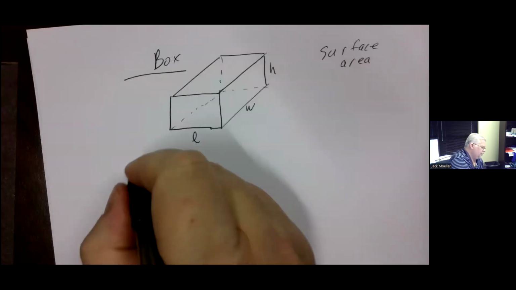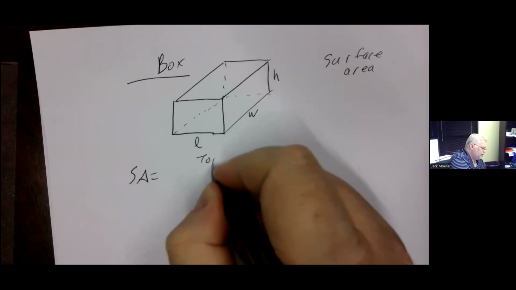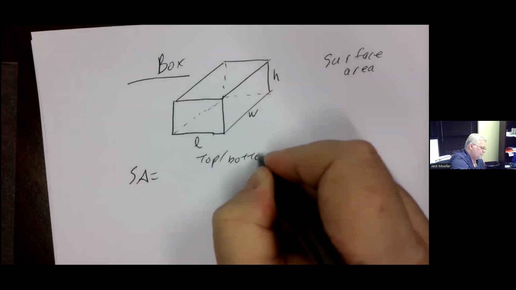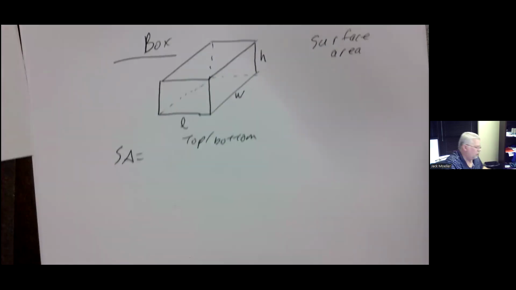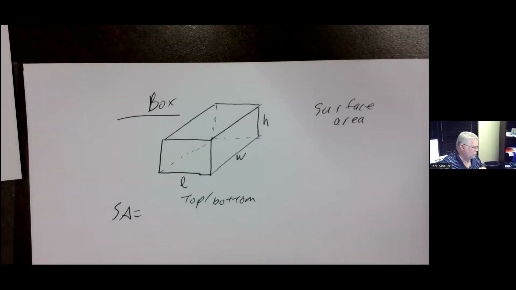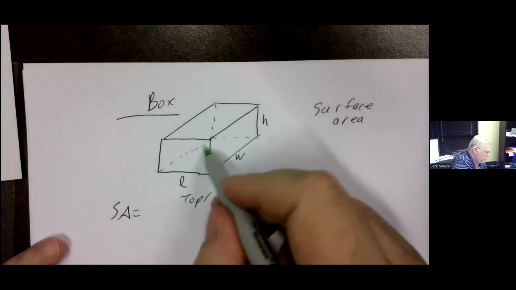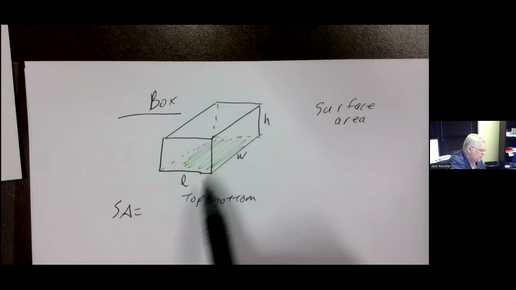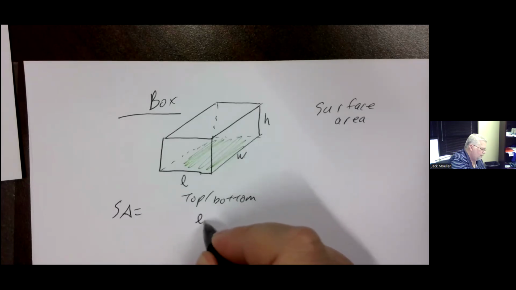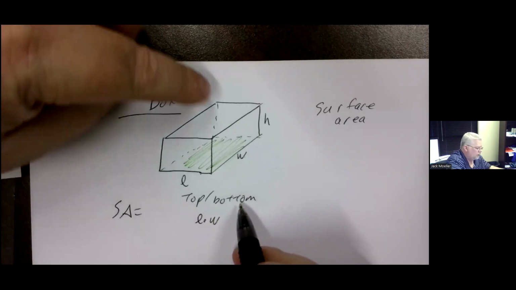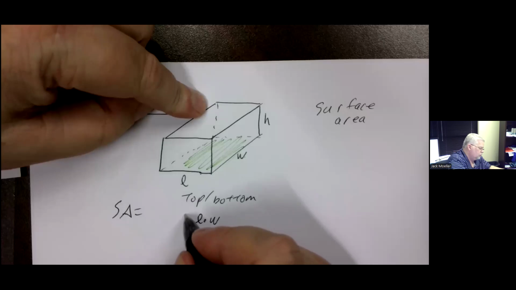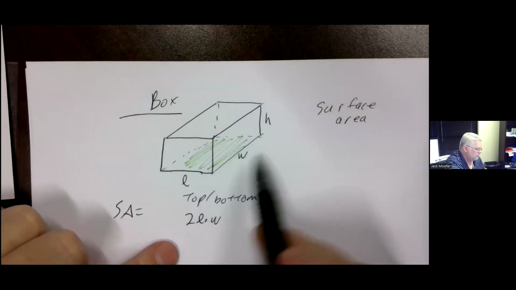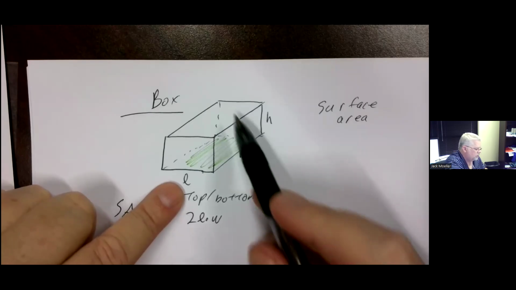So if I want the surface area, let's look at the top and the bottom. Actually, let's look at the bottom. So how do we get the area? Surface area is the outside area of the box. So what is the area of that bottom? Well, it's length times width. So that's for the bottom. The top is the same thing, so we can just do twice that. For my rectangle, length times width is the top and the bottom.